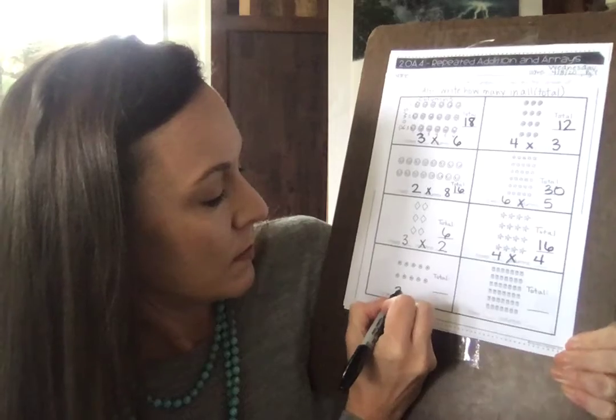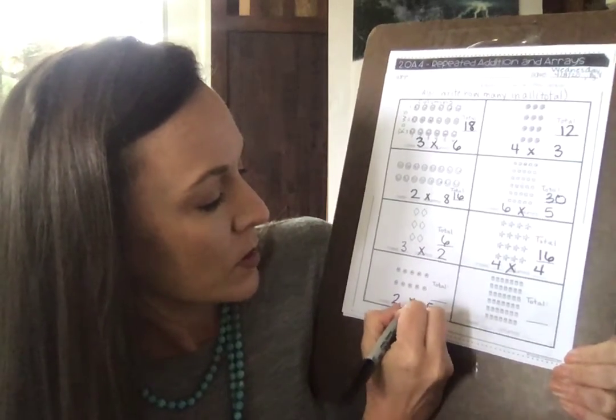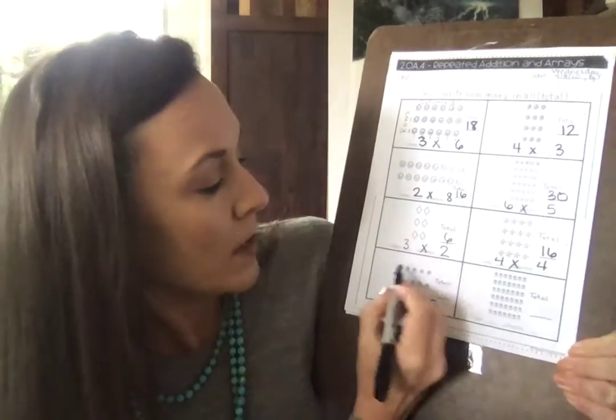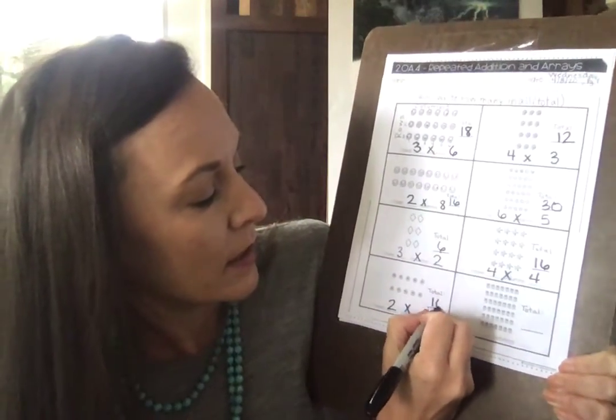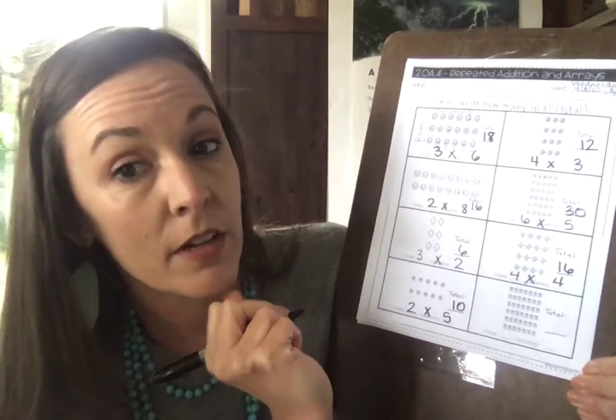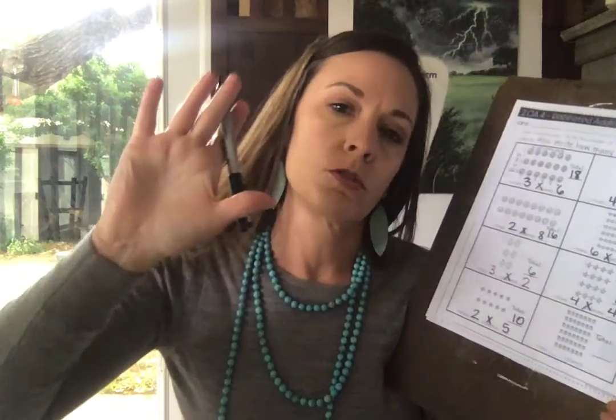Here we go. 2 rows, 5 columns. So we're thinking 2 times 5. I know 5 and 5 more, that's right, it's 10. If you got 10, give your mom or dad or whoever's there with you a high five. Actually, maybe a fist bump instead.